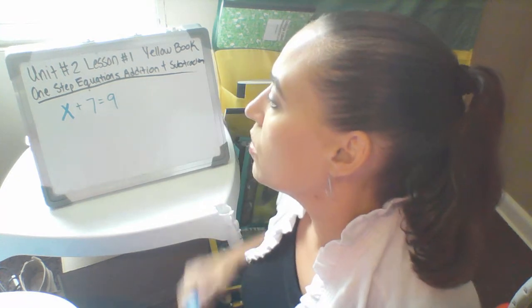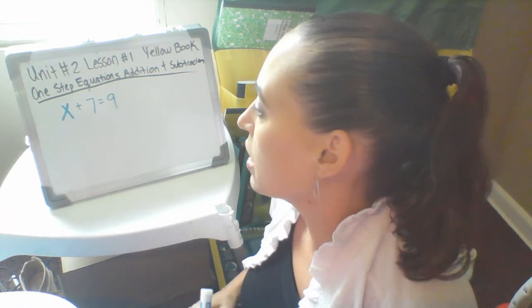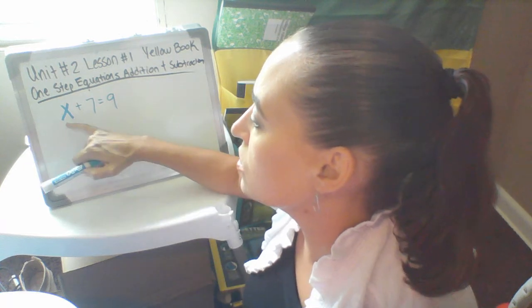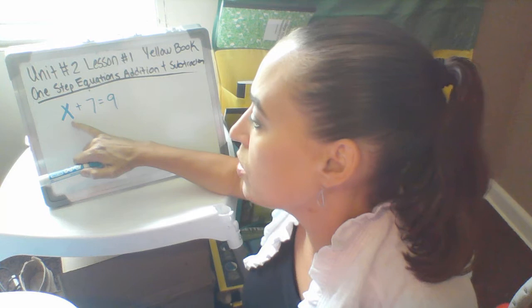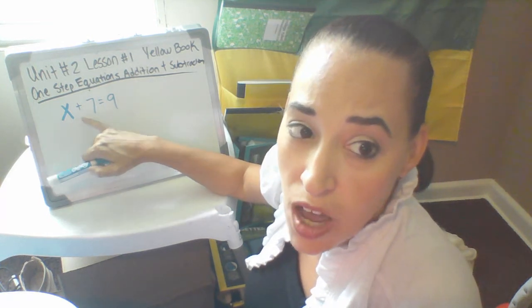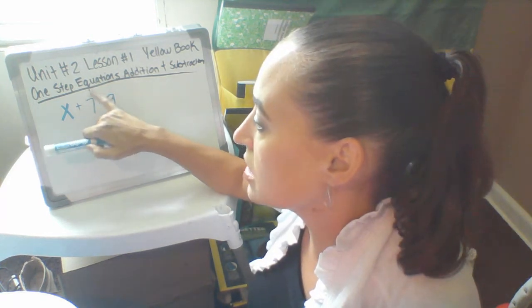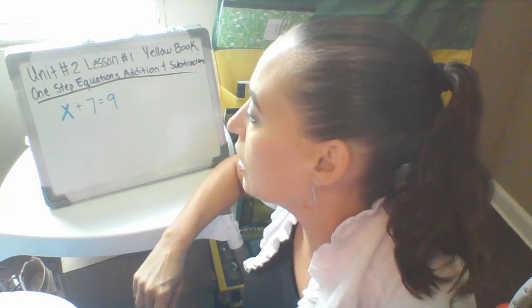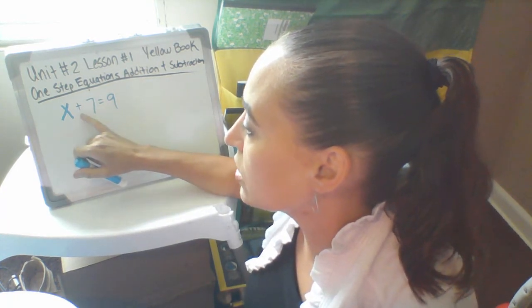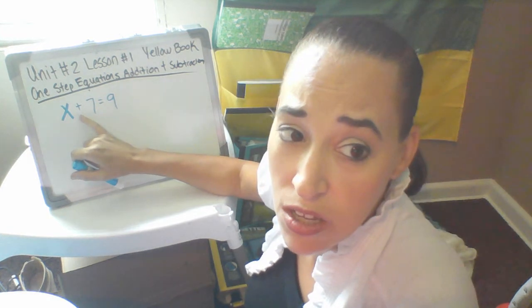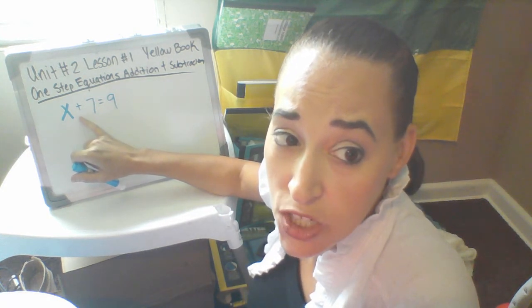Okay, so in one-step equations, addition and subtraction, as you know, this is your variable, and you're always trying to isolate your variable. So the step is you get rid of your constant. This is known as your constant term, okay? The way you get rid of your constant term is you got to think of the inverse of the current operation. So the inverse of addition is subtraction.